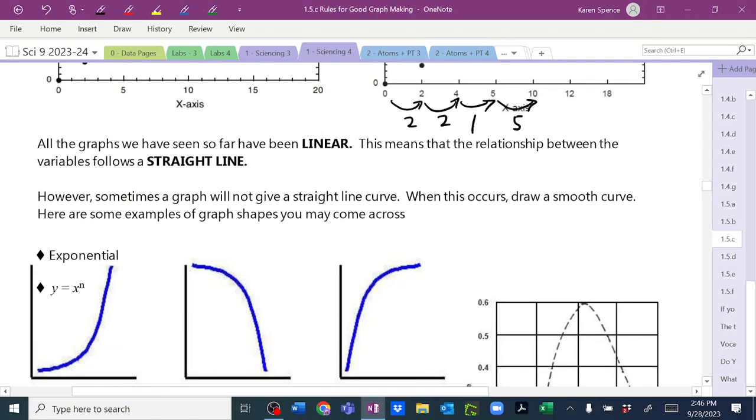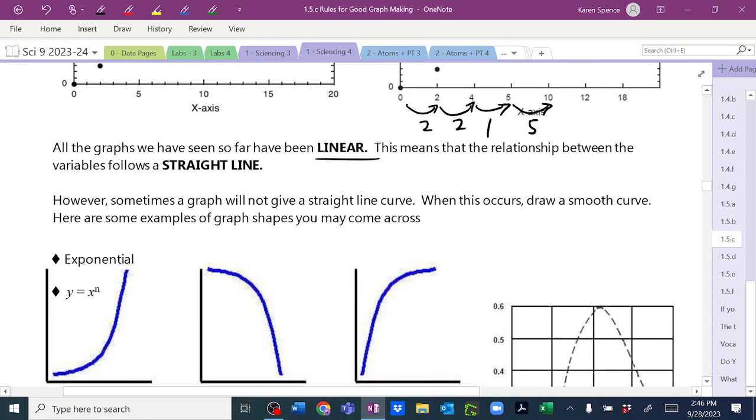Now, so far all our graphs have been linear, and what you should know is that when we say linear, that means a straight line. Is it on your vocab list? Can you check? It's on the vocab list? Okay.